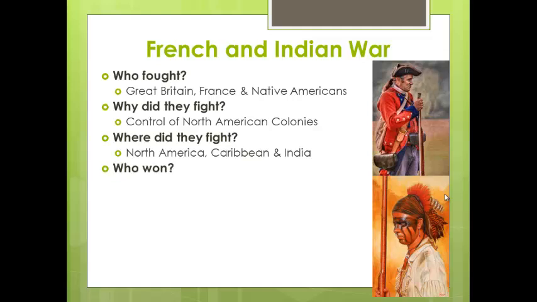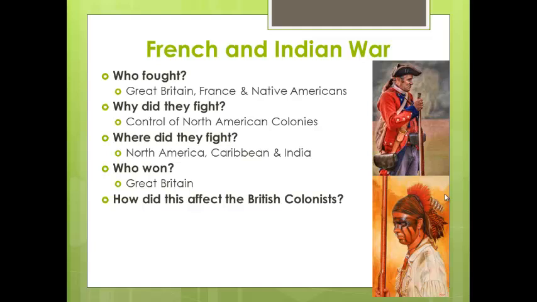Let's flash forward to 1763. We have Great Britain who comes out on top. So how does this affect the British colonists? What's the big deal? Now Britain wins. That's good for the colonists, right? You would think so.